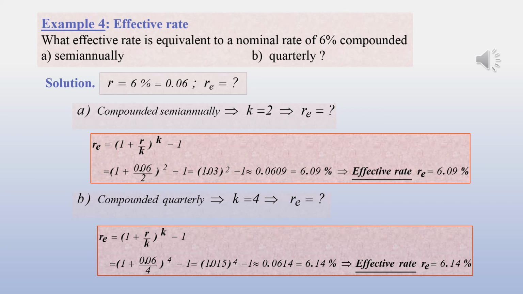From these two problems, A and B, we found that when k equal to 2, the effective rate is 6.09%, which is smaller than when k equal to 4, which is 6.14%. So it means the higher the value of k with the same value of nominal rate R, the higher the effective rate.